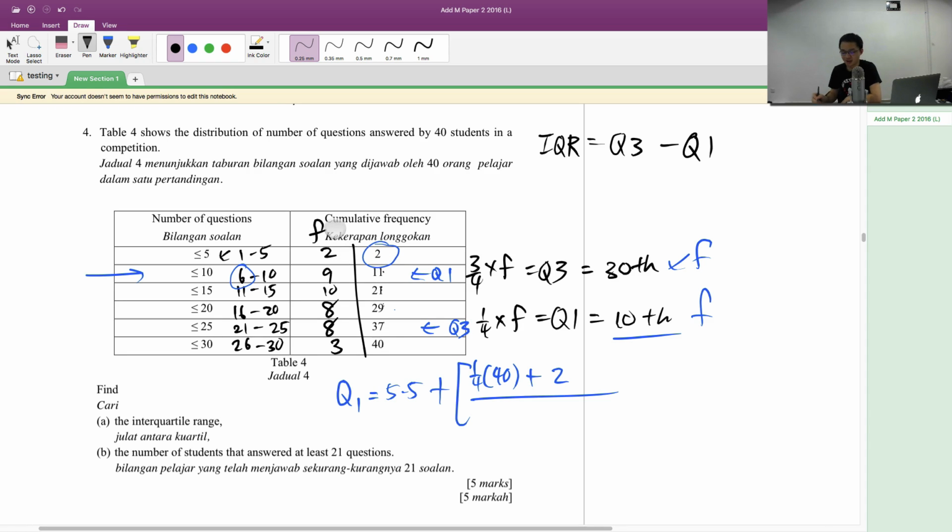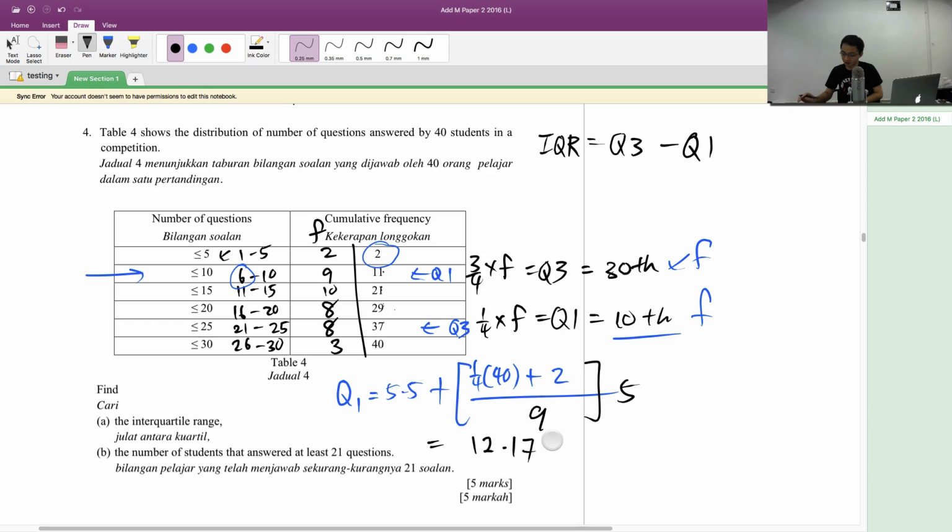This one is the frequency. Because I need to find the frequency of the Q1 class, which is 9. Multiply by the class size, from 6, 7, 8, 9, 10. The class size is 5. Alright, so you solve this equation and you get the value of Q1. So 12 divided by 9 multiplied by 5 plus 5.5. Your Q1 you should get 12.17.